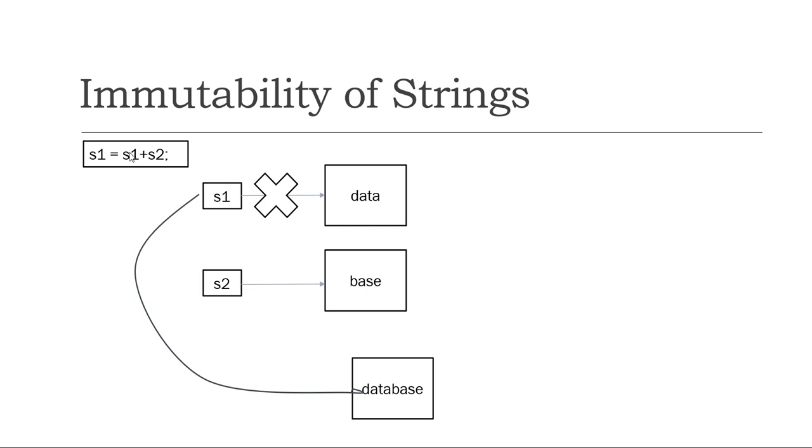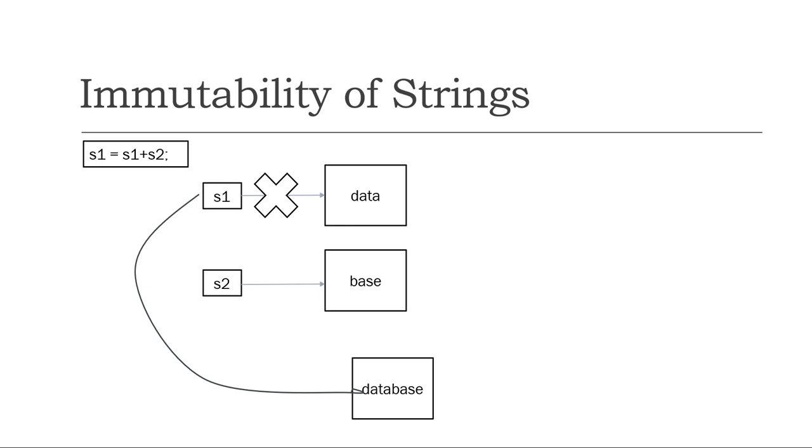And when we assigned the resultant value to s1, what happened? The reference which was earlier pointing to data was removed, and this new reference has been assigned. So basically this s1 variable was pointing here, and now it is pointing to database. So what we have observed here is that the content of s1 is not modified. That's the reason strings are called immutable, and the old object that contains the data has lost its references, so it is called an unreferenced object, and the garbage collector will remove it from the memory.